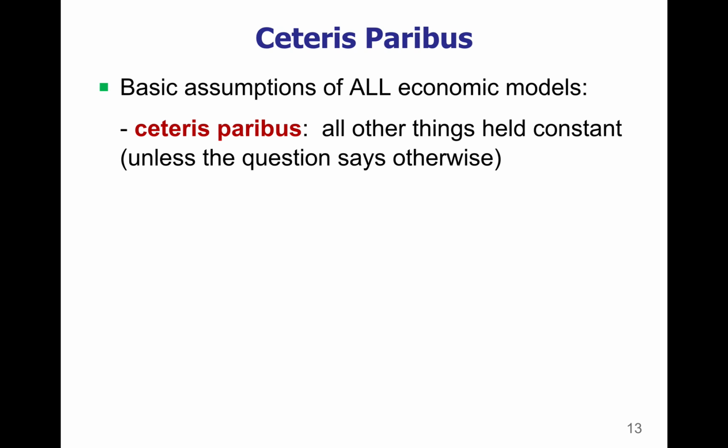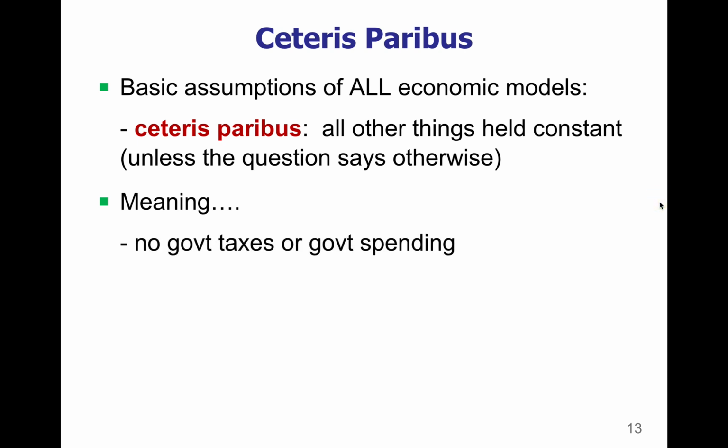We call this Ceteris Paribus. Everything else is held constant except for the thing in the question. So just assume, unless it says otherwise, that nothing else is changing at the same time. Now, what that means is that unless the question is specifically talking about these things, assume there's no changes to taxes or to government spending. So the government's balancing its budget and only spending what they brought in taxes.